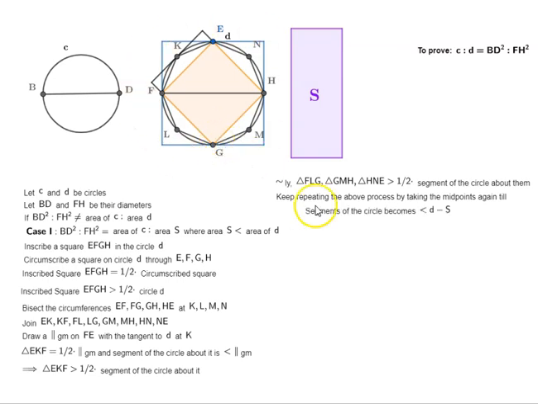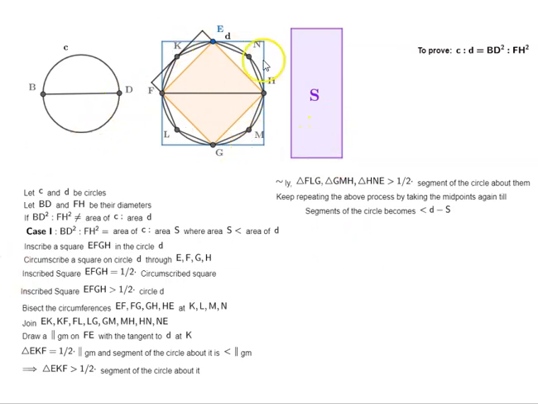And we do this till the segments of the circle combined become less than the difference between D and S. Remember, S is less than D. So that means there is a difference. And we keep increasing the number of sides of the polygon till the segments of the circle become less than the difference between D and S.